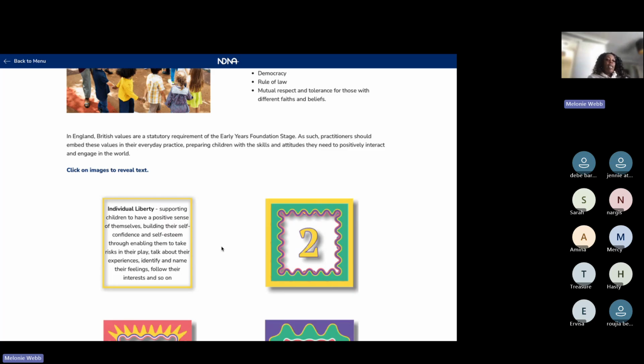So, individual liberty is supporting children to have a positive sense of themselves, building their self-confidence and self-esteem through enabling them to take risks in their play, talk about their experiences, identify and name their feelings, follow their interests, and so on. And when you think about how much input you have in a child's life, just based on something as simple as asking them about their birthday, or them sharing a picture that they've drawn with you, that is information you're sharing with a child that is going to teach them lifelong lessons.